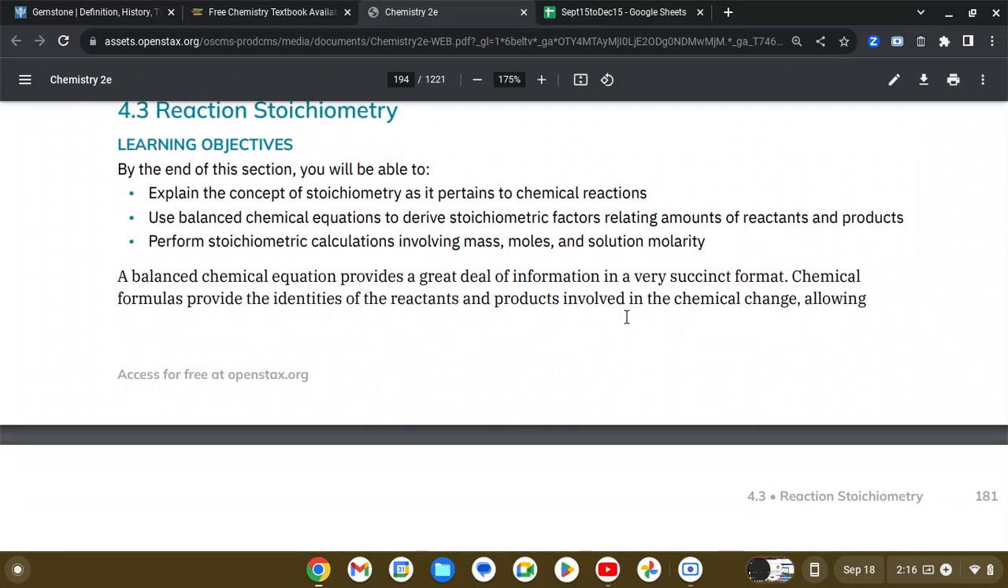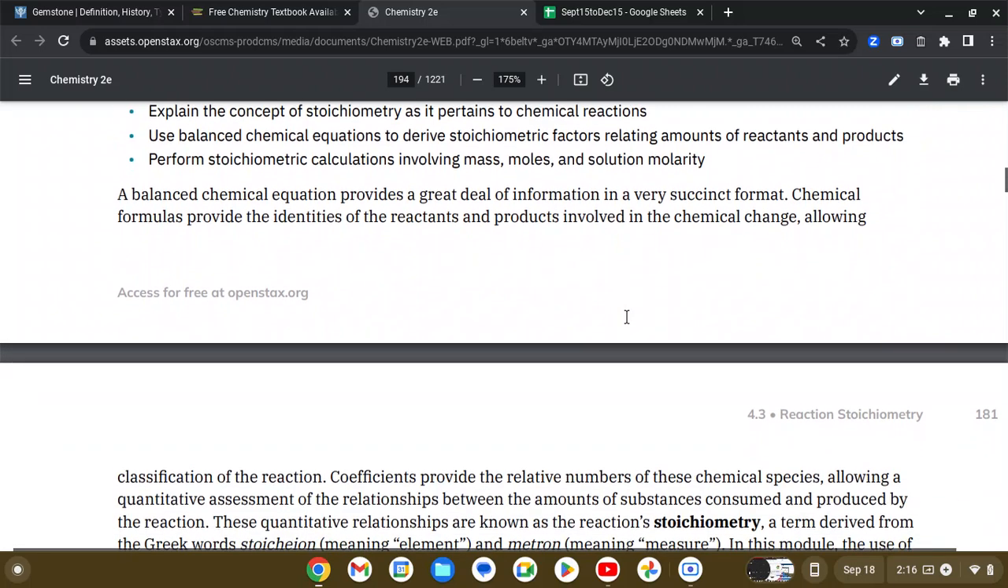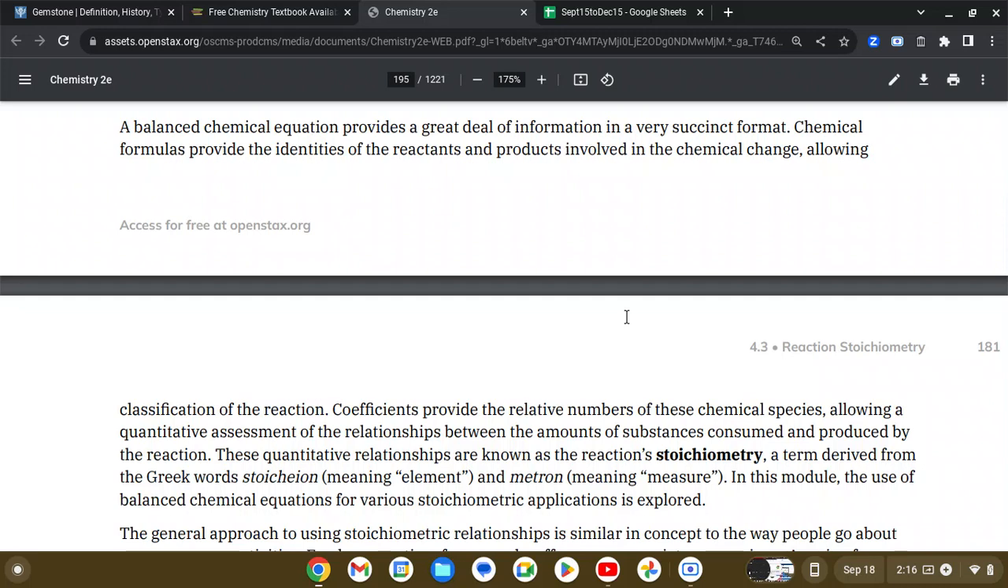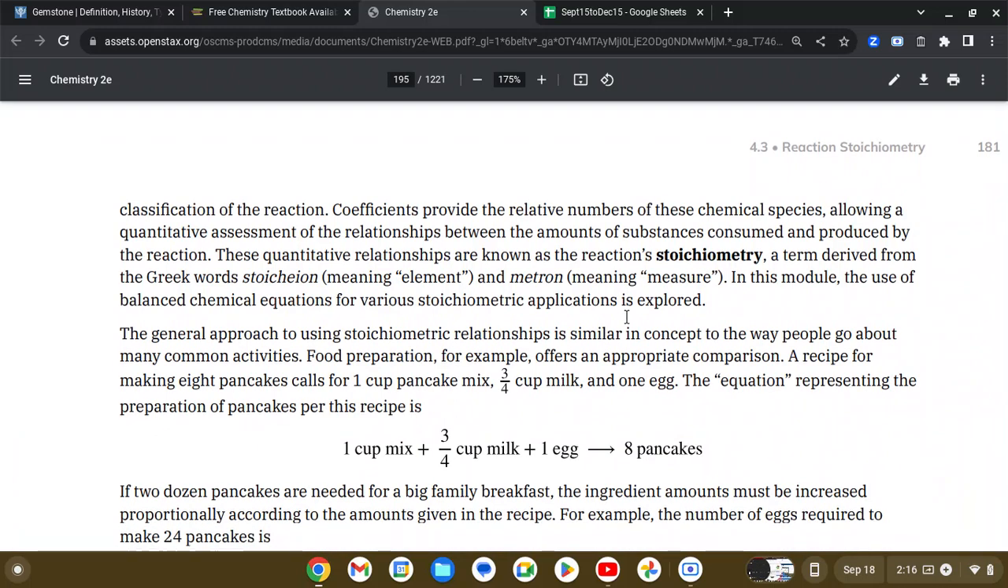4.3, reaction stoichiometry. By the end of this section, you'll be able to explain the concept of stoichiometry as it pertains to chemical reactions, use balanced chemical equations to derive stoichiometric factors relating amounts of reactants and products, perform stoichiometric calculations involving mass, moles, and solution molarity. A balanced chemical equation provides a great deal of information in a very succinct format. Chemical formulas provide the identities of the reactants and products involved in the chemical change, allowing classification of the reaction. Coefficients provide the relative numbers of these chemical species, allowing a quantitative assessment of the relationships between the amounts of substances consumed and produced by the reaction.